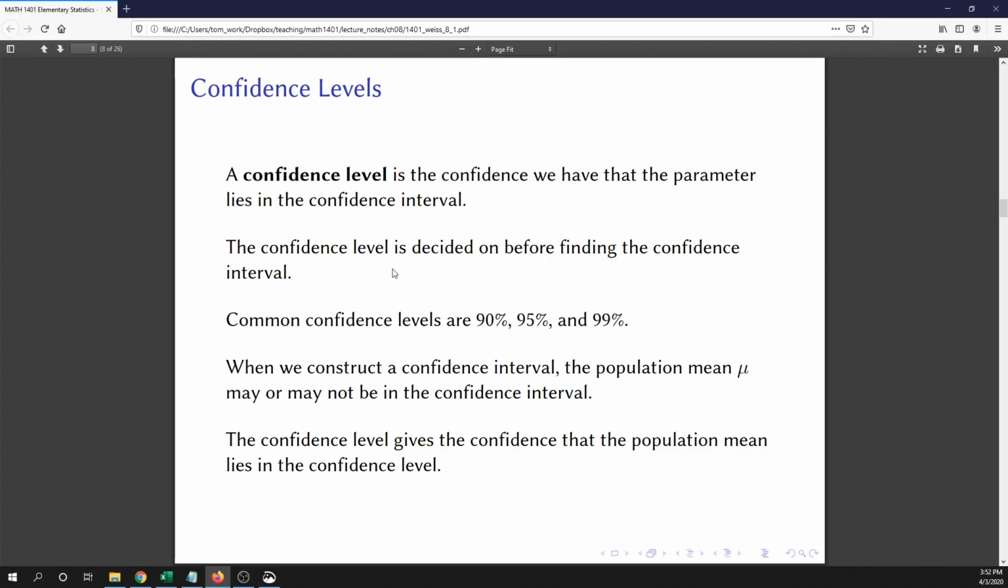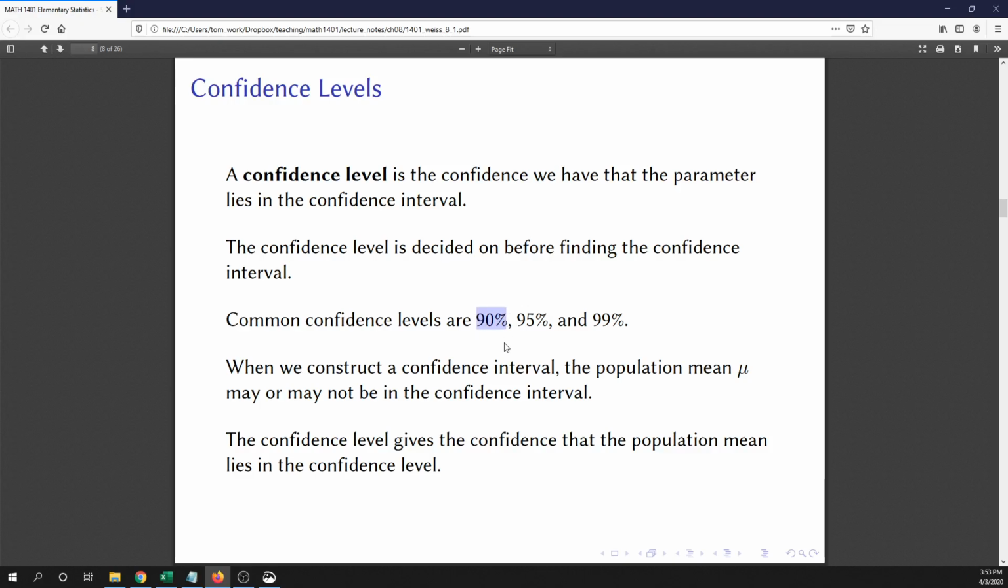So normally when you go about finding a confidence interval, you will specify the confidence level before you start finding the interval. Okay, and so some common confidence levels are 90%, 95%, and 99%. And so when you calculate a confidence interval with a confidence level of 90%, right?